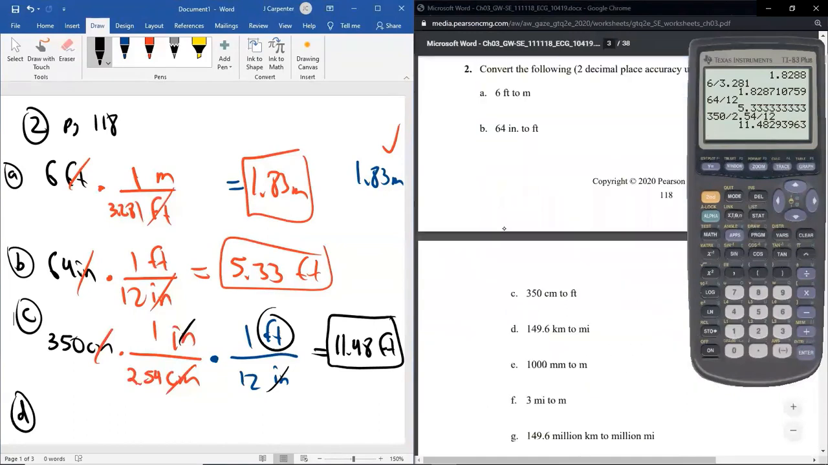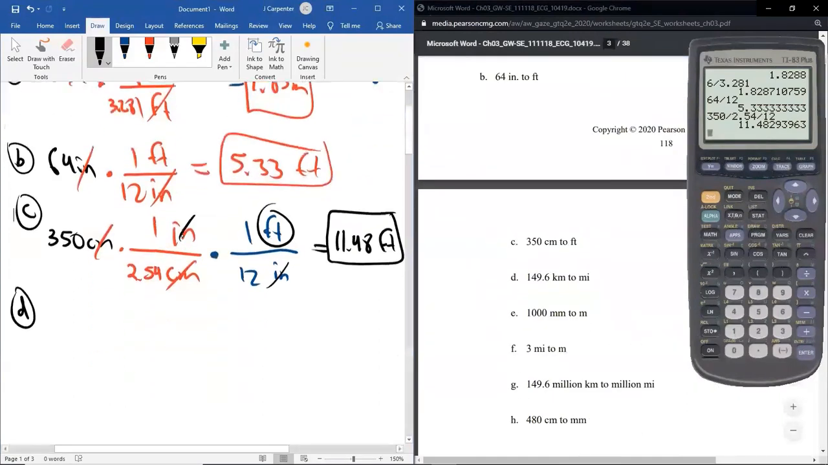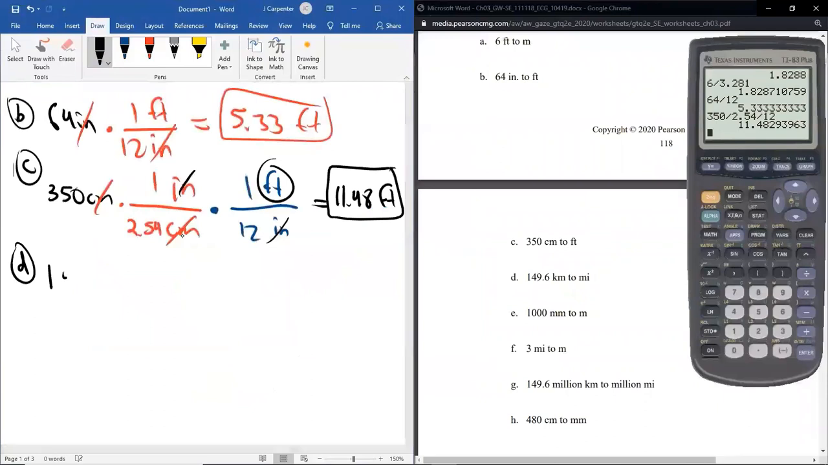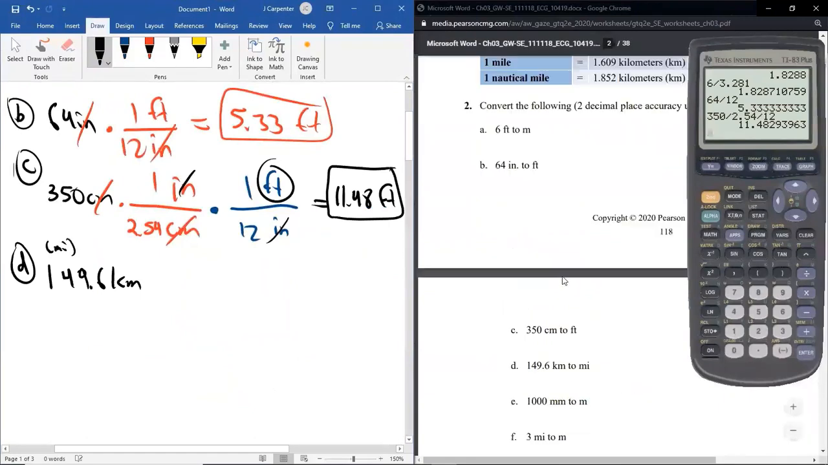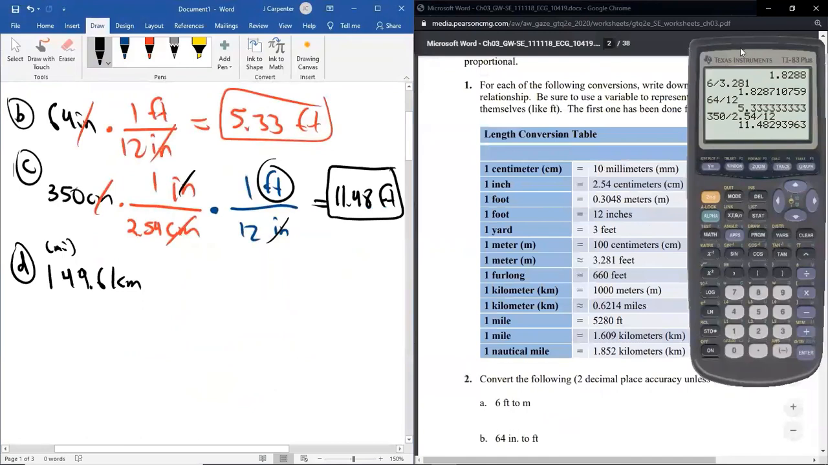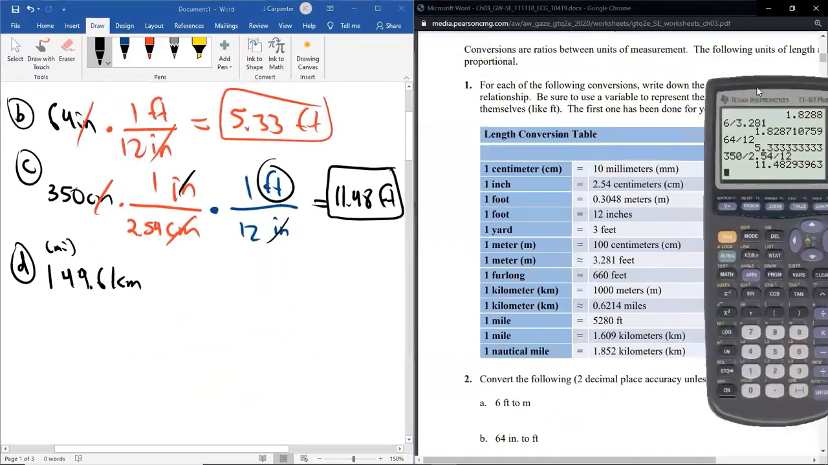Scrolling, scrolling. 149.6 kilometers, and we want to convert this to miles. I just want to put MI above this so I don't have to keep thinking about that and memorizing it off the top of my head. 149 kilometers, and we're converting these to miles. So again, there is no direct miles to kilometer up here, is there, right? Question mark, maybe I'm misleading you.